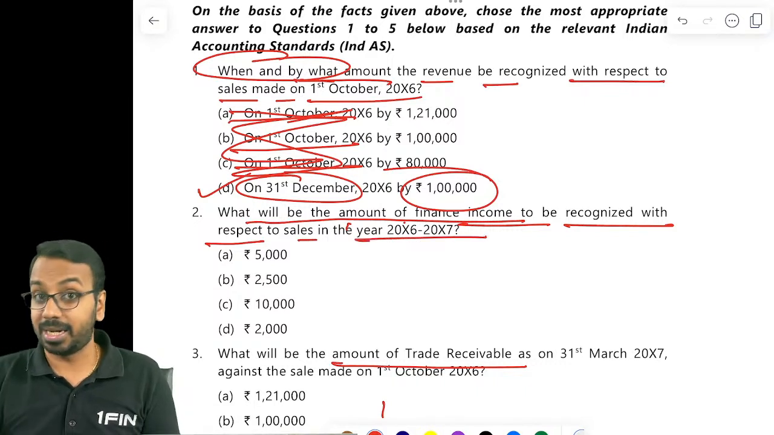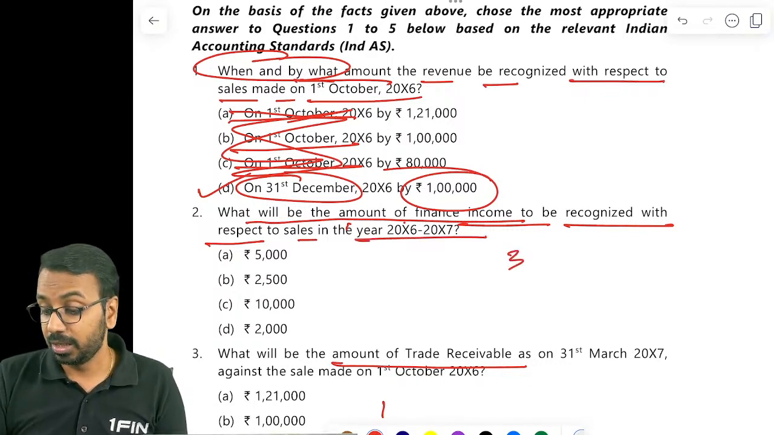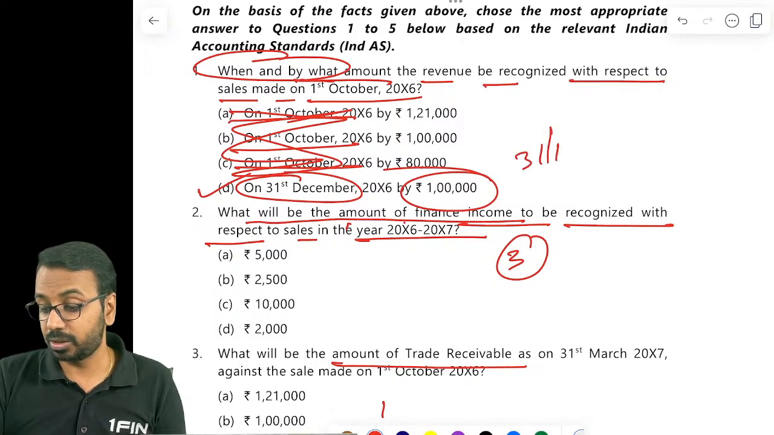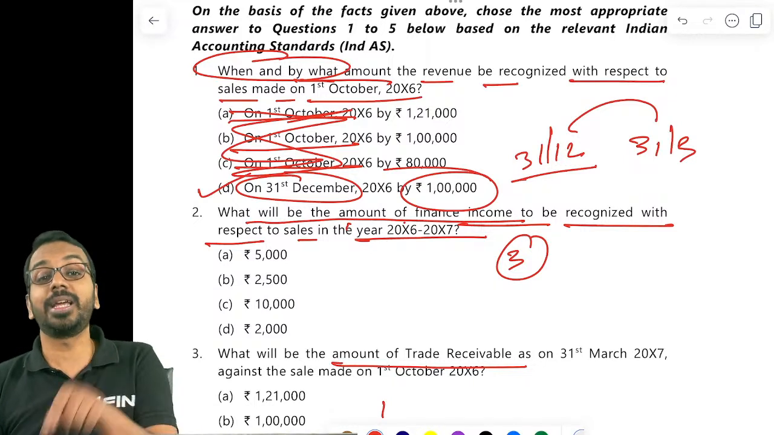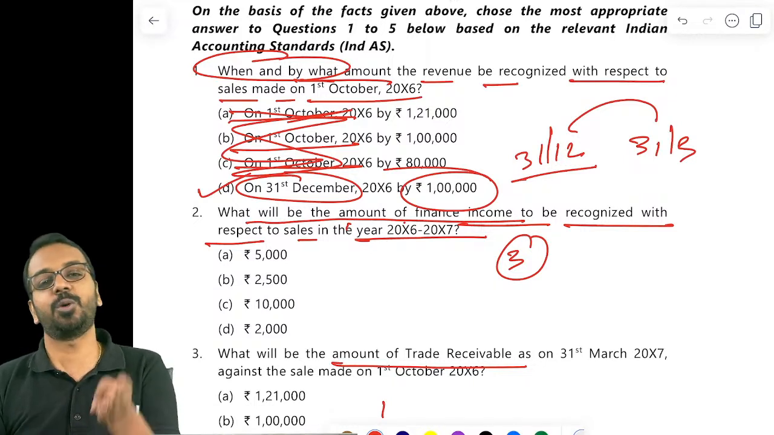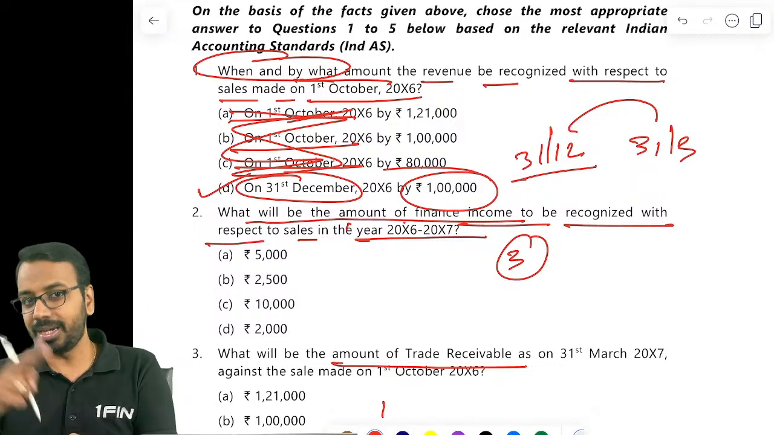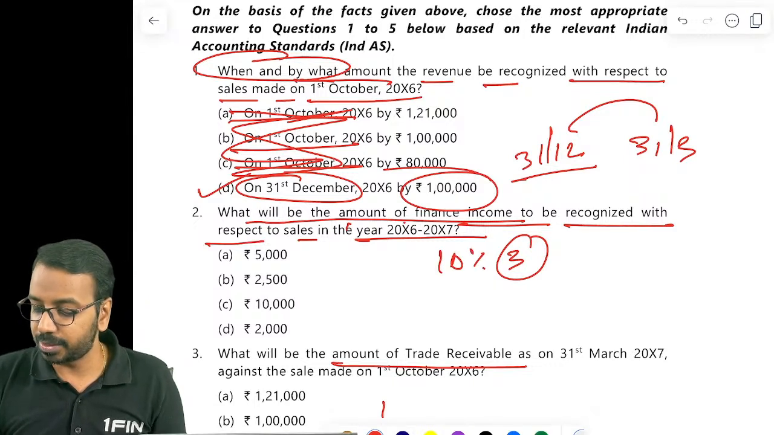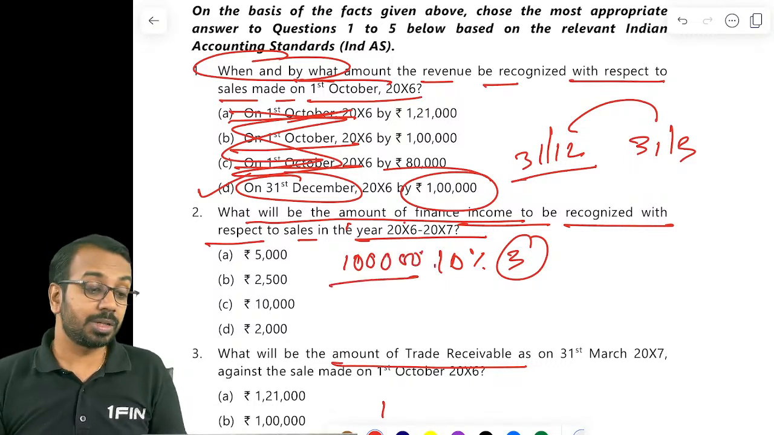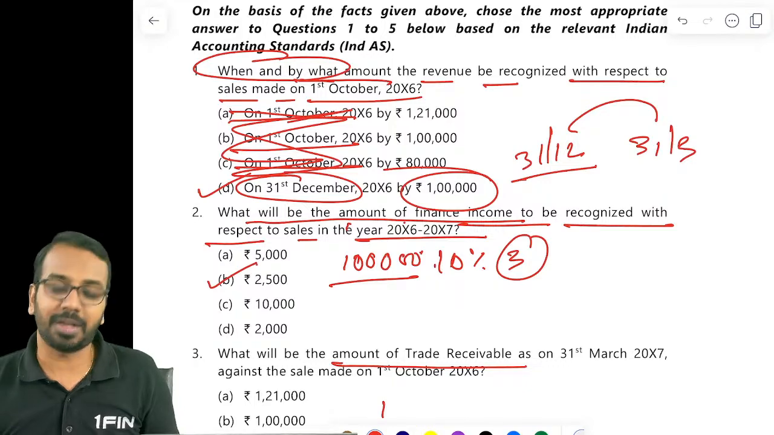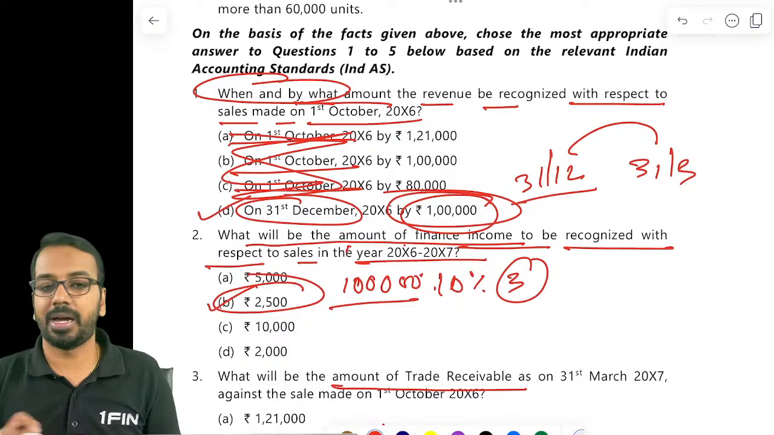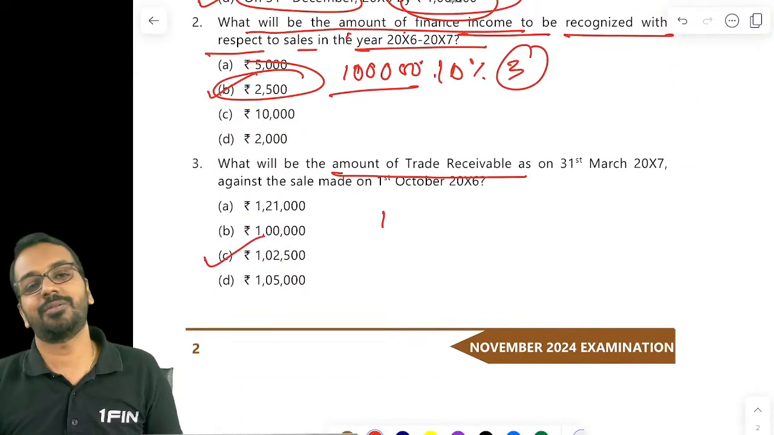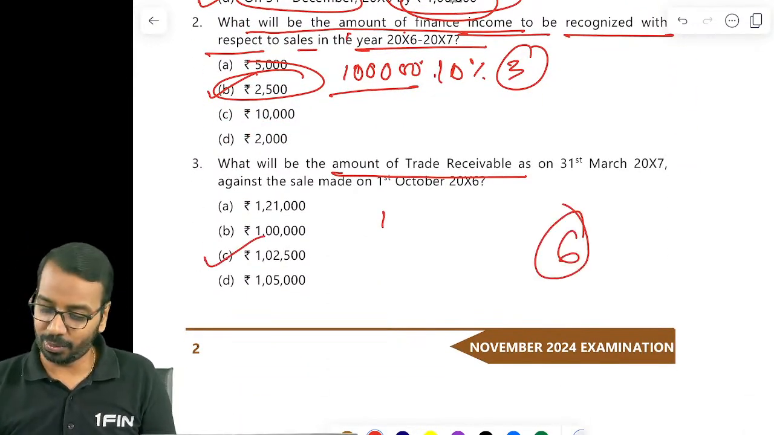What will be the amount of finance income to be recognized with respect to sales in the year 6-7, that is 31st March of year 7? If you see, we have 3 months. See, sales is recognized on 31st of December. 31st of March is the year end. So the number of months is 3. Don't take 6 months. We are recognizing revenue on 31st December. So from that date, for the next 3 months, interest will be 10% and the sale value is 1 lakh. 1 lakh into 10%, 10,000 divided by 4. How much? 2,500. What is the amount of trade receivable balance? 1 lakh sale value, 2,500 interest value, 1 lakh 2,500. So 6 marks, straightforward. Okay.